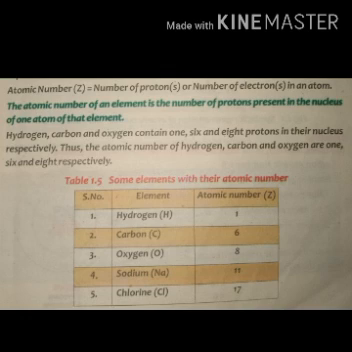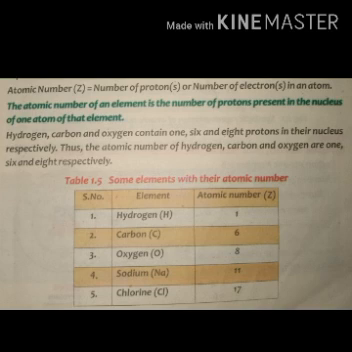Dear students, the atomic number of an element is the number of protons which is present in the nucleus of one atom of that element. Here we have examples: hydrogen, carbon and oxygen. Hydrogen contains one proton in its nucleus. Carbon and oxygen contain 6 and 8 protons in their nucleus respectively.